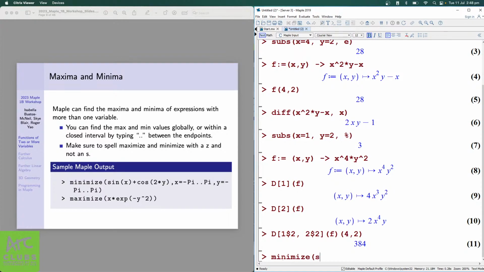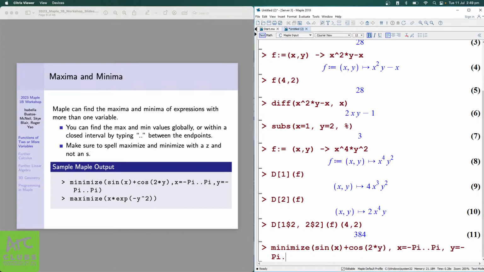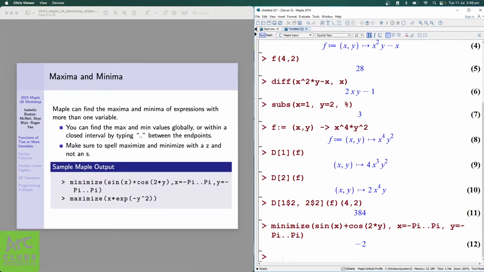So for example, we can do minimize, with a Z, so you can do minimize sine x plus cos of 2y. And we want to do that in the range x is between minus pi to pi, and y is also between minus pi to pi. And as you see, it'll give us an answer here. Same thing for maximize as well.